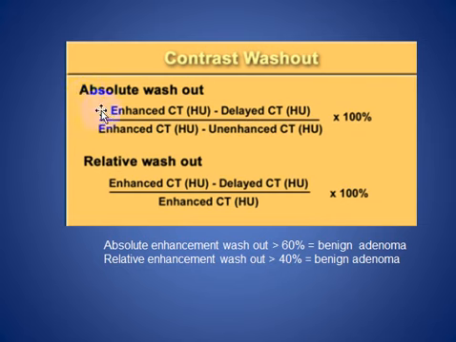Contrast washout. We have absolute washout, which is the enhanced CT scan HU minus the delayed CT scan HU, over the enhanced CT scan HU minus the unenhanced CT scan HU, multiplied by 100%. The absolute washout should be more than 60%. If it is more than 60%, it is a benign adenoma. For relative washout, if it is more than 40%, it is a benign adenoma.